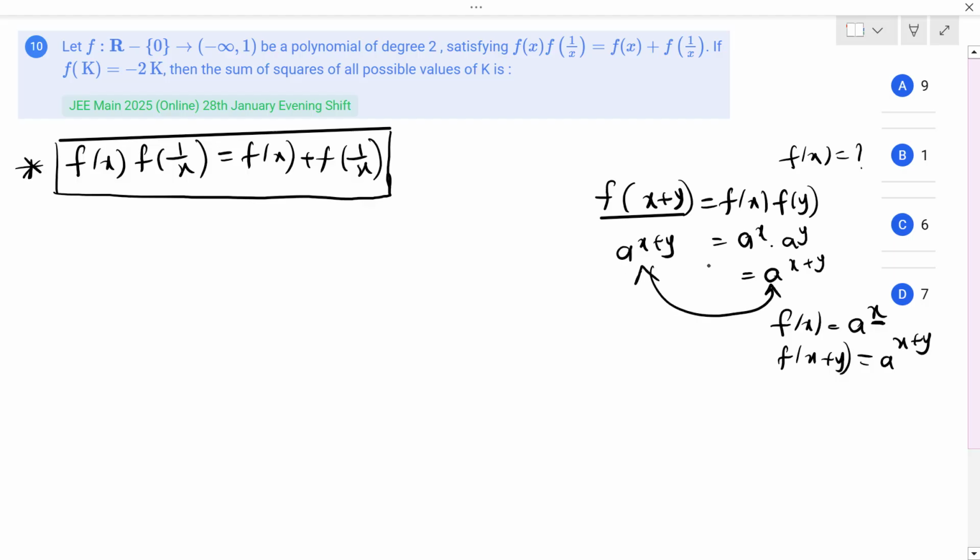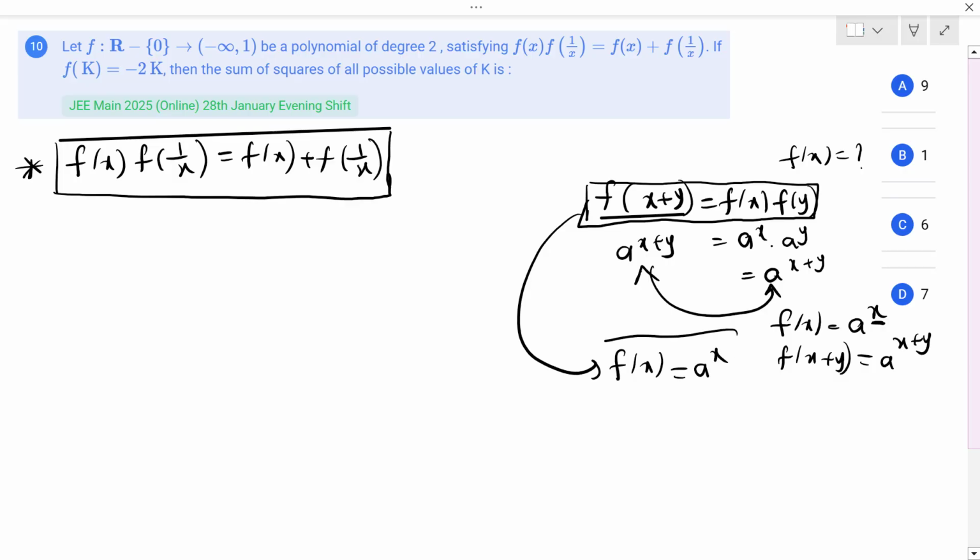So which means that the function which is satisfying this functional equation f of x plus y is equal to f of x into f of y is f of x is equal to a power x, the exponential function. Yes, this a power x function is satisfying that functional equation. So I can call a power x the solution of that functional equation. So this is like a rough guess.